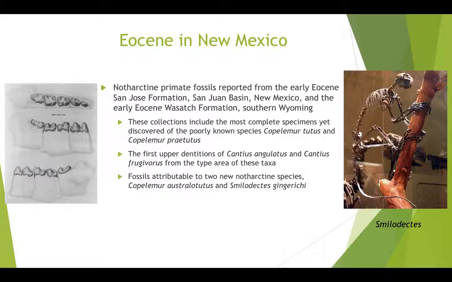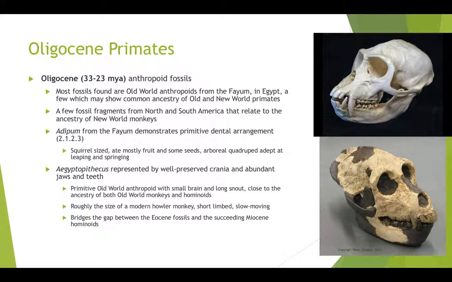Smilodectes is another species that we sometimes find in New Mexico, but by and large, the abundance of the diversity of Eocene prosimians that we find in New Mexico are of Copelemur. As we move up into the Wasatch Formation, we get more of Smilodectes. So we would characterize the Eocene as planet of the Prosimians, first appearance of anthropoids. The Oligocene then from 33 to 23 million years ago is going to be the planet of the monkeys. We're also at the end of the Oligocene, of course, going to find our first apes evolving.